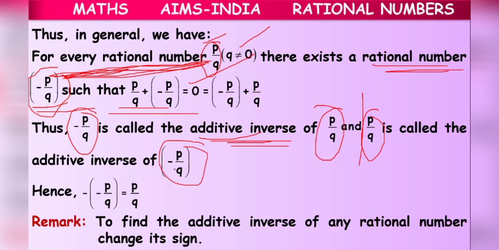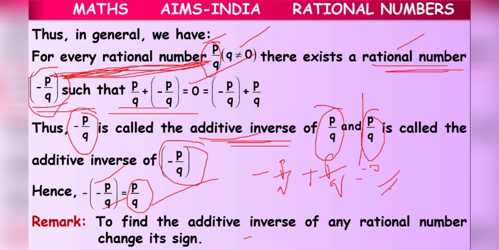So additive inverse means the numerator part will be the same, the denominator part will be the same, and we have to change the sign. Then it will become the additive inverse of the first one. If we add both of them, minus p by q plus p by q, the result will be 0. So the addition of a rational number and its additive inverse always gives 0. Okay, children?